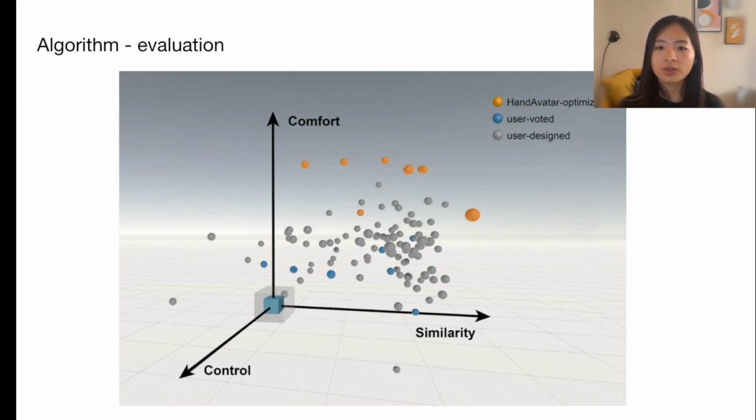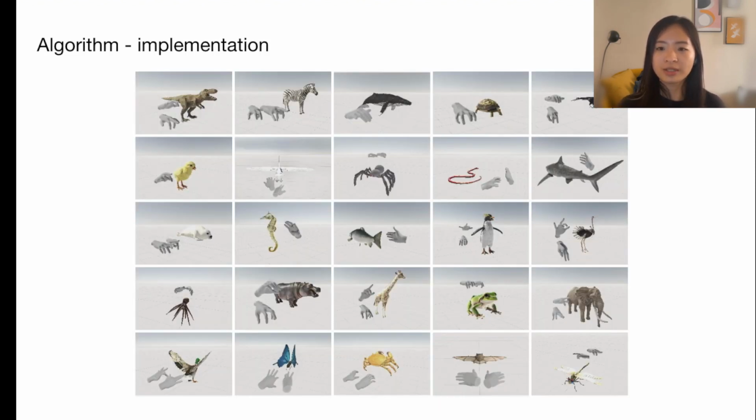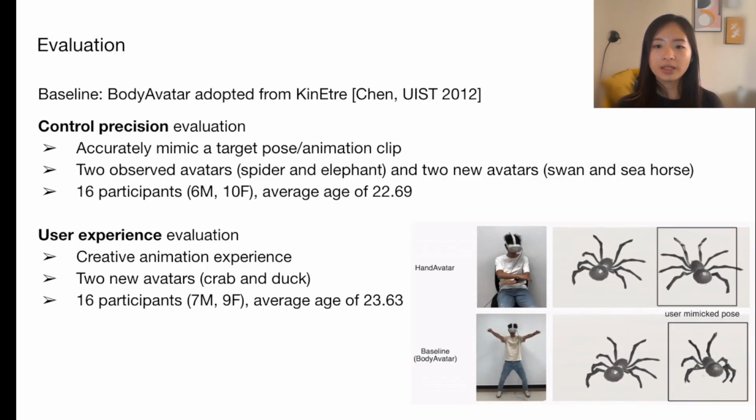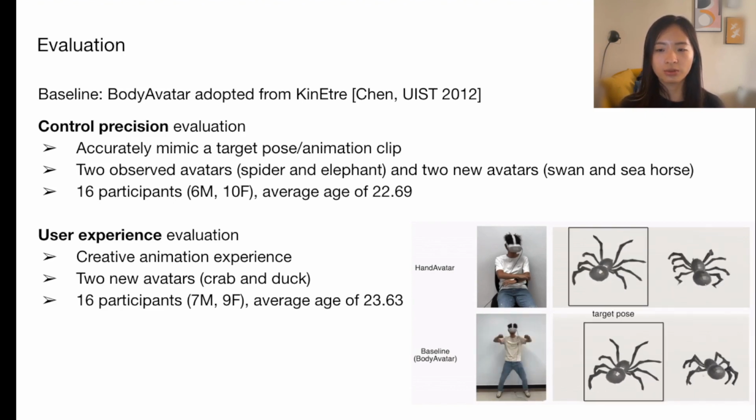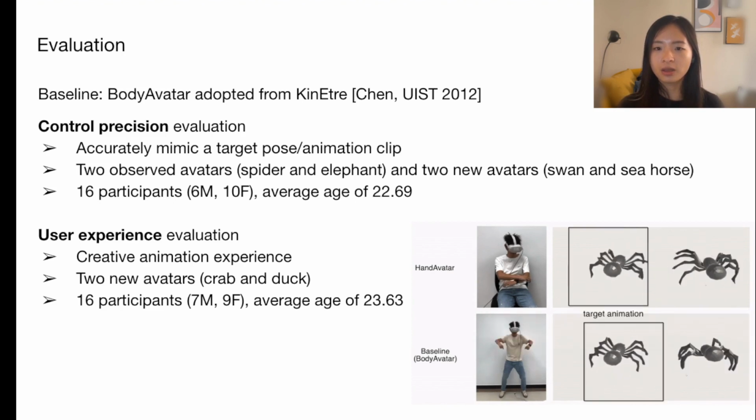The 3D plot shows that HandAvatar-generated mappings have higher control, comfort, and similarity scores. To demonstrate the algorithm's extendability, we generated and implemented hand-to-avatar mappings for 12 non-humanoid avatars. We evaluated HandAvatar by comparing to a baseline body-based avatar control method, Kinetry.